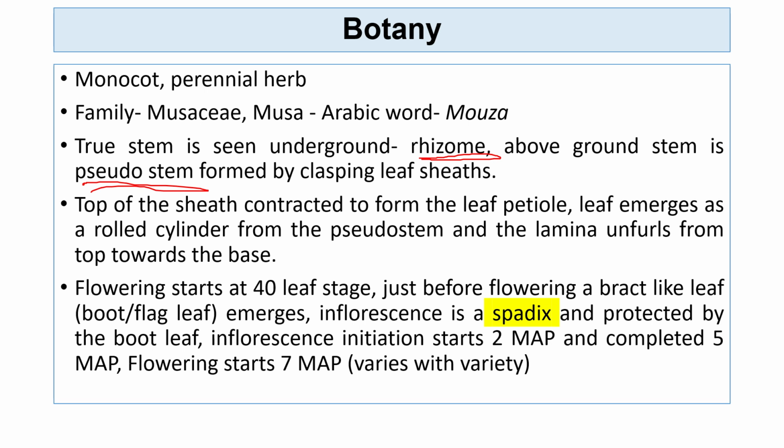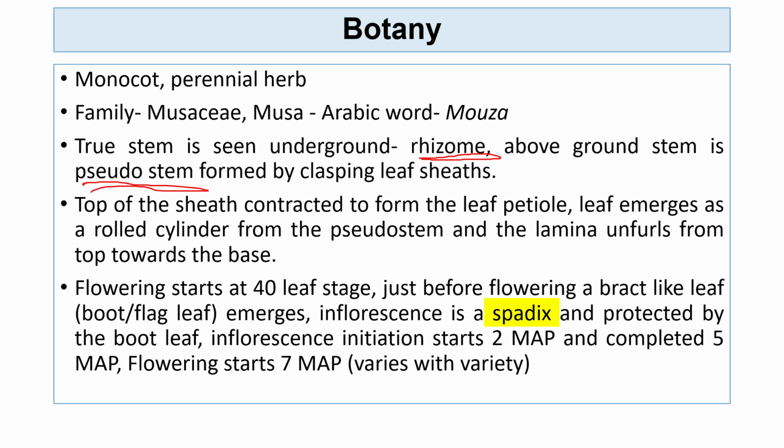The top of the sheath contracts to form the leaf petiole. The leaf, when emerging from the pseudostem, is in the form of a rolled cylinder, and this leaf is termed the cigar leaf, and the lamina unfurls from the top towards the base.